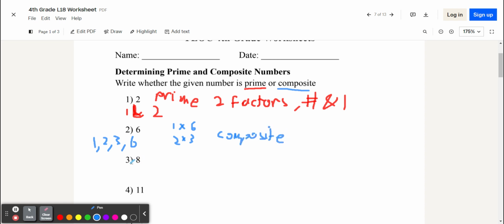8 is also composite because it's divisible by 2. And if it's divisible by 2, that means it has more factors than just 1 and itself, which is 8. So it's composite.